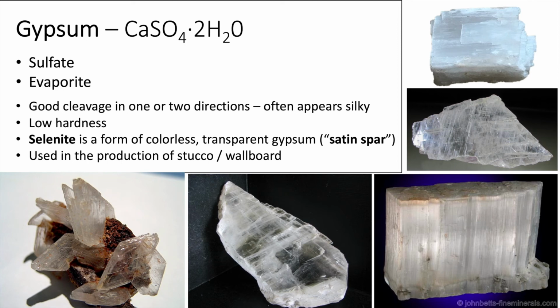You'll also frequently see references to selenite or satin spar. These are both forms of colorless transparent gypsum, like we're seeing here in this bottom middle or here over to the right. And gypsum also has a fair number of economic uses. One of the main ones is it's used in the production of kind of stucco or wallboard for construction purposes.